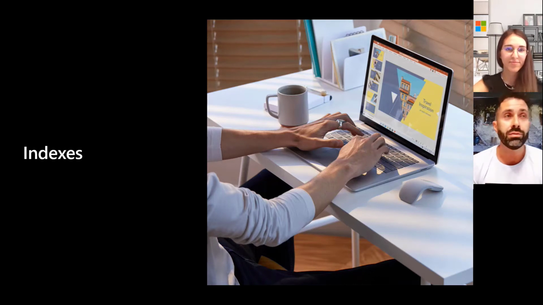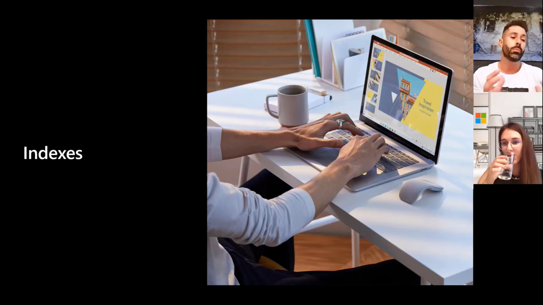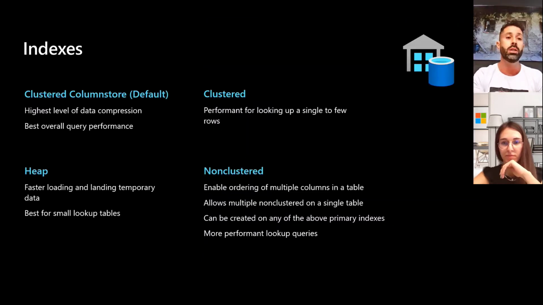That's great. So we have to understand this architecture for Synapse dedicated pools. We have to understand this table geometry, but we also have to understand indexes and what kind of index we have in the dedicated pool. The default index is the columnstore index, so we have a high level of compression and the best overall query performance. But we also have the clustered index and heap, and even more, we have no clustered index.